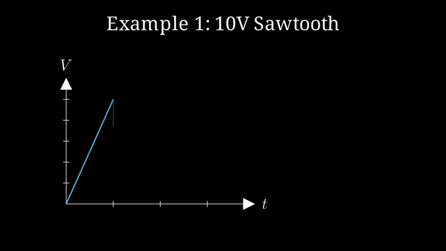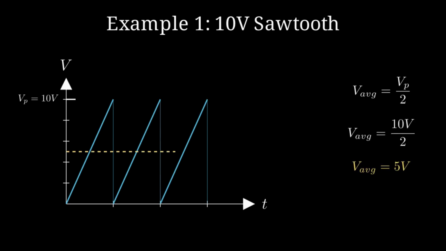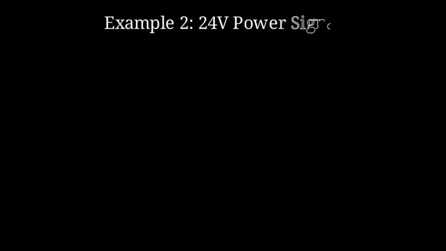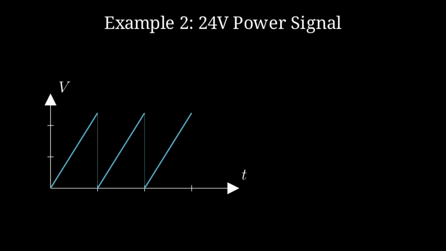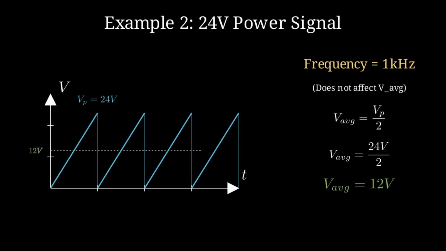Let's apply this. If you have a sawtooth signal with a peak of 10 volts, its average value is simply 5 volts. This is the value a standard DC voltmeter would measure when connected to this signal. Even if we change the frequency, the average value remains dependent only on the peak. For a 24-volt peak signal, the average is 12 volts. The duration of the period T cancels out, making the result frequency independent.